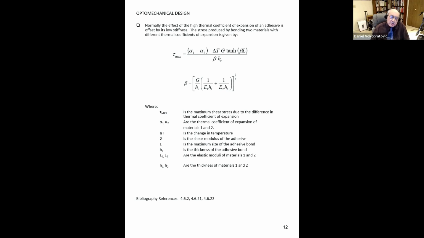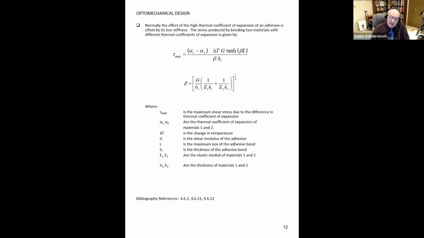Now, this equation requires the evaluation of a hyperbolic tangent. Not a big deal if you're using a pocket calculator or a modern program like Mathematica or MathCAD. So you shouldn't be too frightened by that hyperbolic tangent. Typically what we will do, knowing the shear strength of the adhesive, is use this equation to solve for L.